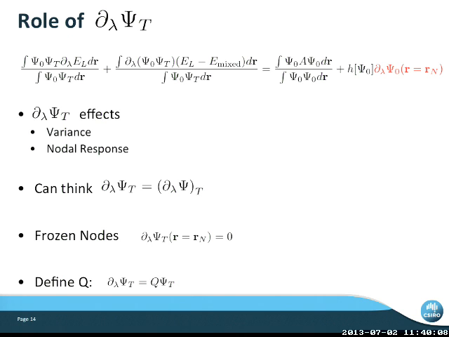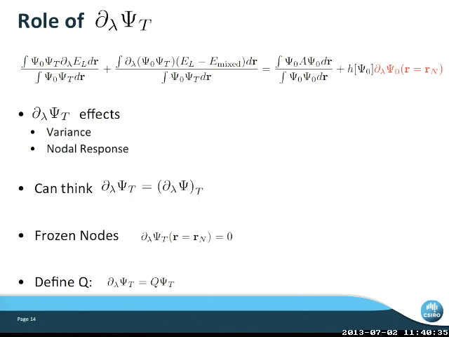The frozen node approximation that I'll refer to later is basically saying that we force this trial derivative of the wave function to be 0 on the nodal surface, just to make absolutely sure that we get an unbiased expectation value. And the way this is usually done is to define another quantity Q, which is multiplied by the trial wave function, so that this function obviously goes to 0 explicitly on the nodal surface.